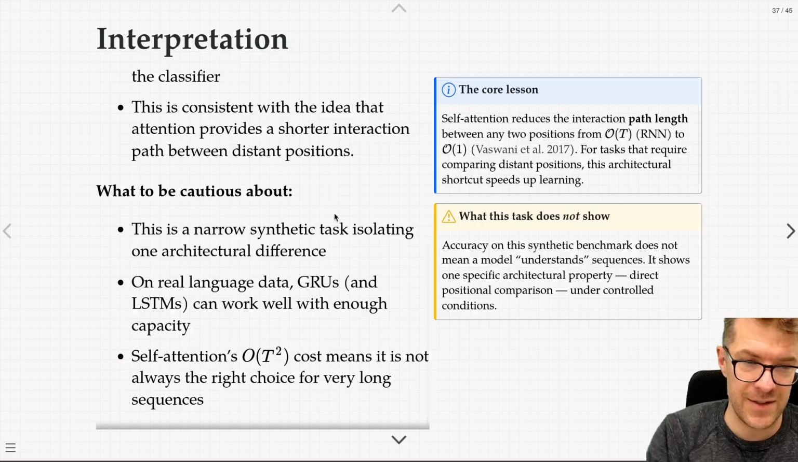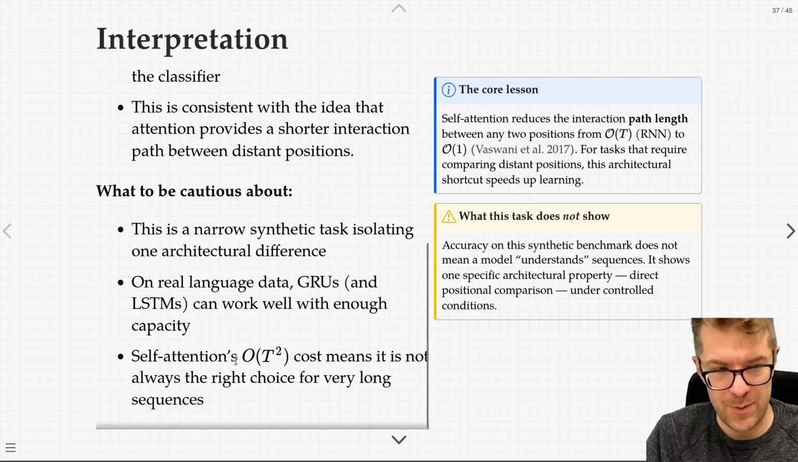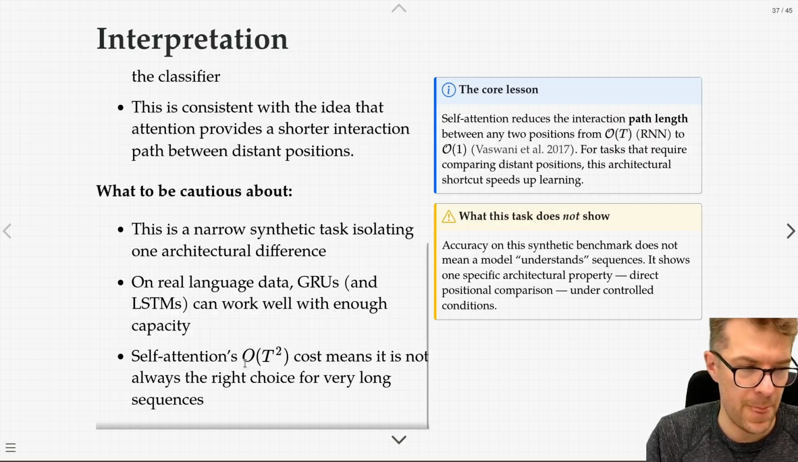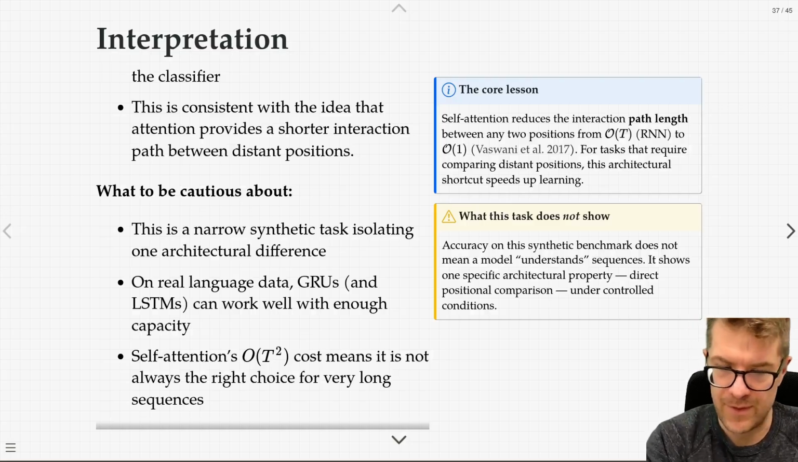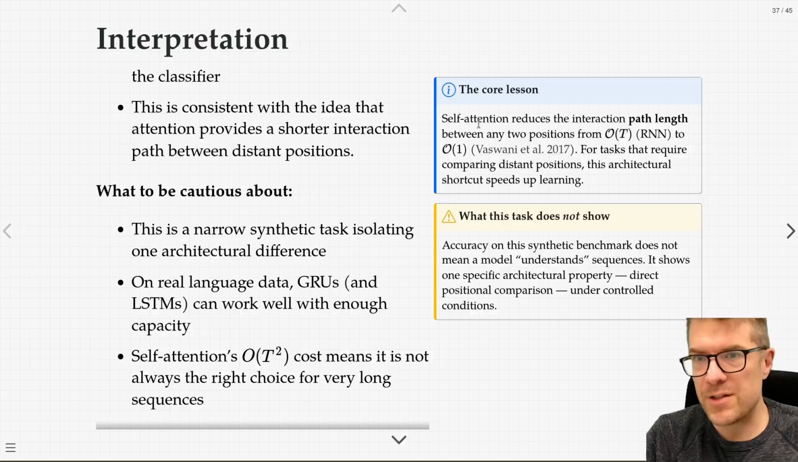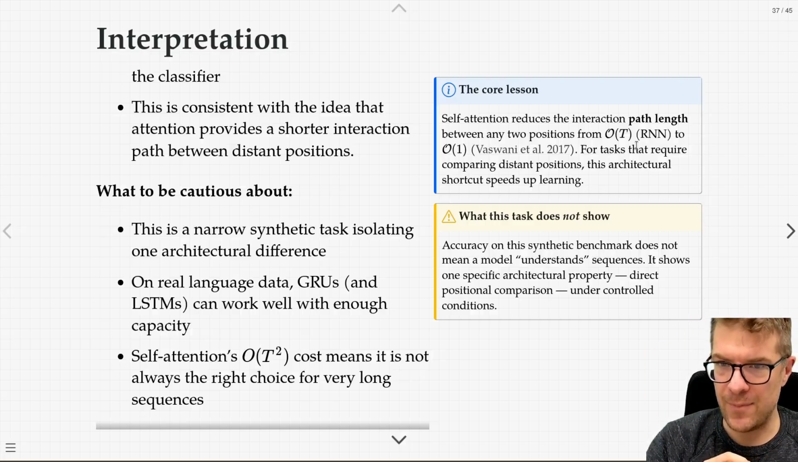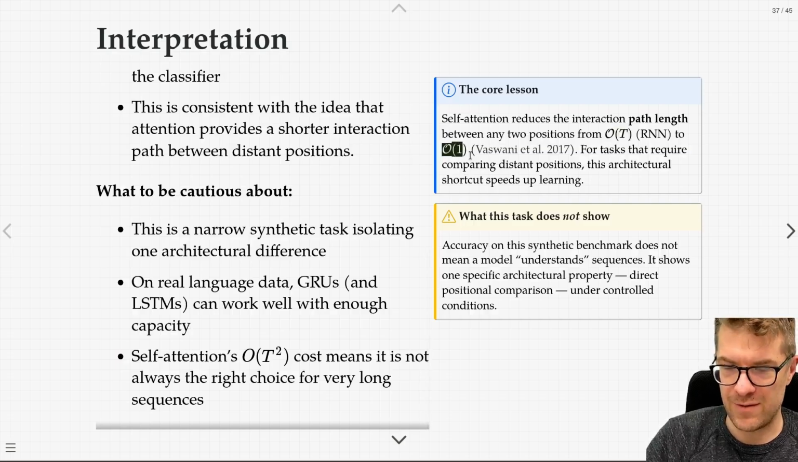One thing is that self-attention cost means that sometimes self-attention is way too costly for the problem, and the cost doesn't justify the benefits. So self-attention reduces the interaction path because I can shortcut these two things directly. Instead of having to push information through T steps, like an RNN, I can take a shortcut in constant time from one directly to the other, which was what this paper talked about.